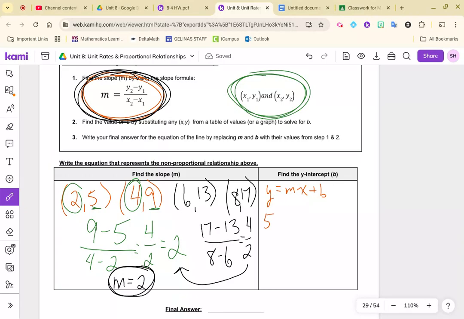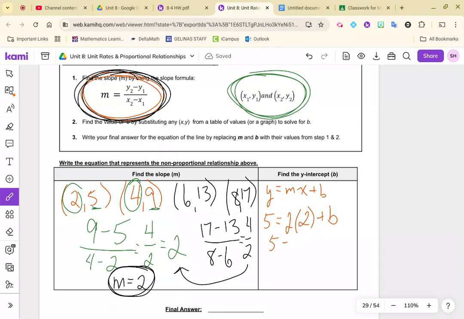So I'm going to pick a y value of 5 from the table, and that goes with an x value of 2. So I'll put those in. I also now know my m value. That was also 2. So I'm going to put that in. And that means the only thing I don't know from this equation is a b value.